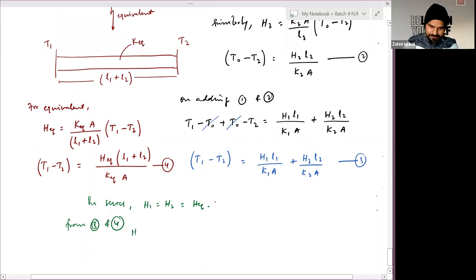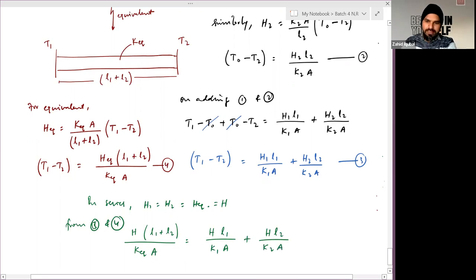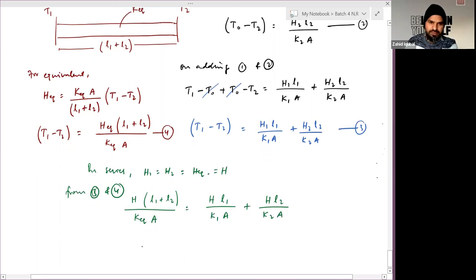So this will become H times L1 plus L2 divided by K equivalent into A equals to H into L1 by K into A plus H into L2 divided by K into A. A and H will cancel out from both sides. So you're left with L1 plus L2 divided by K equivalent equals to L1 divided by K1 plus L2 divided by K2 as equivalent thermal conductivity of this arrangement.